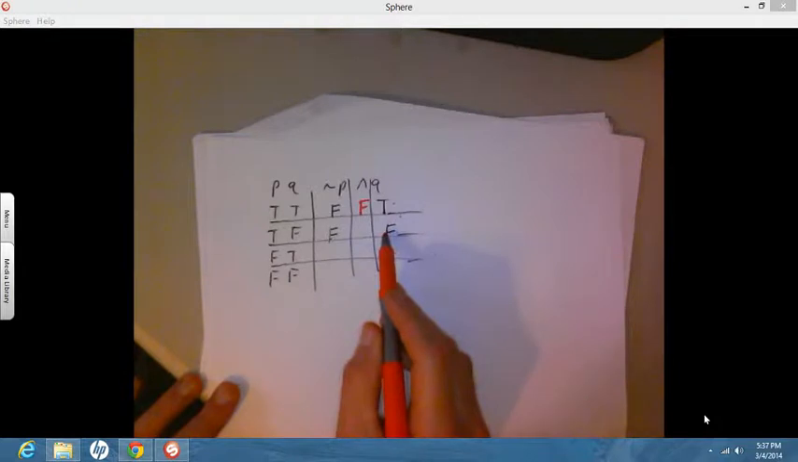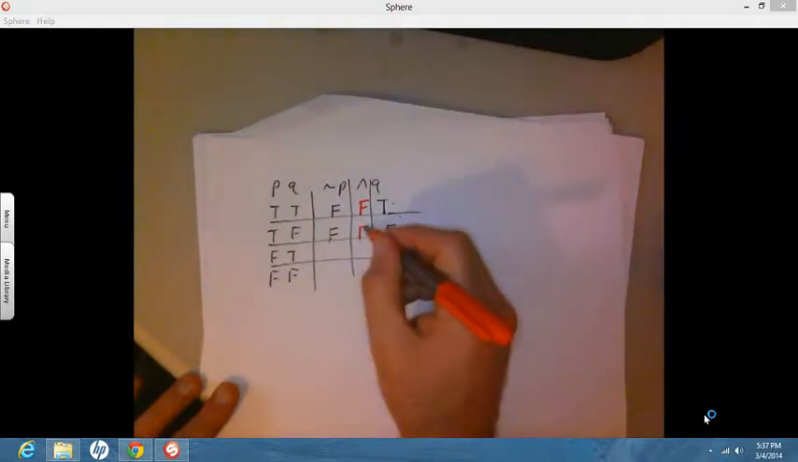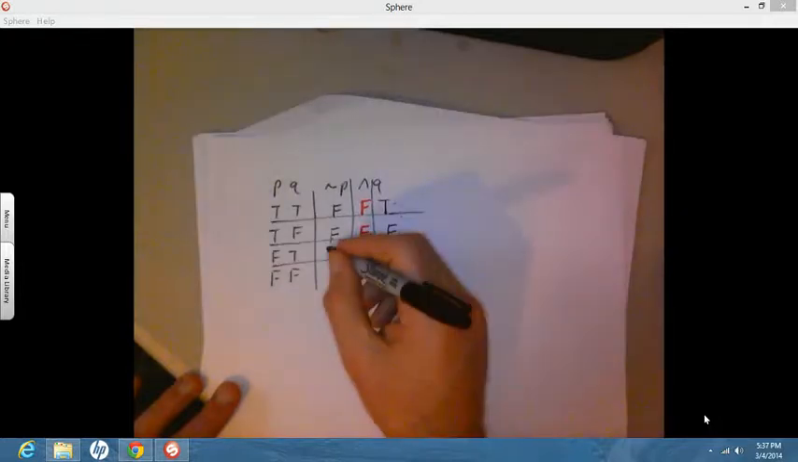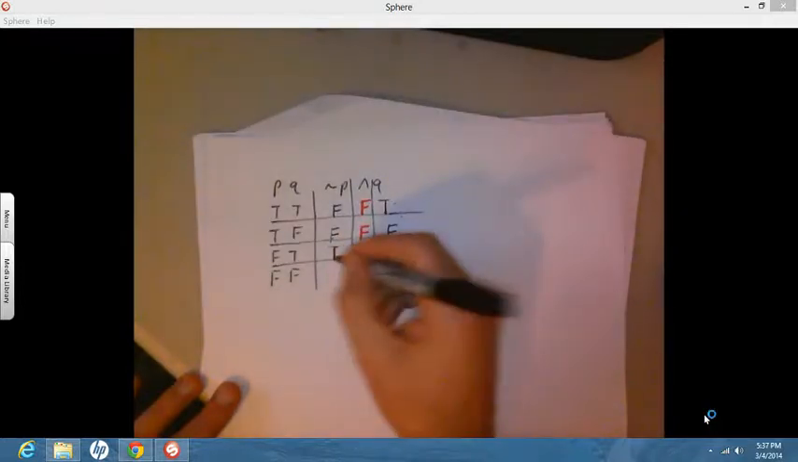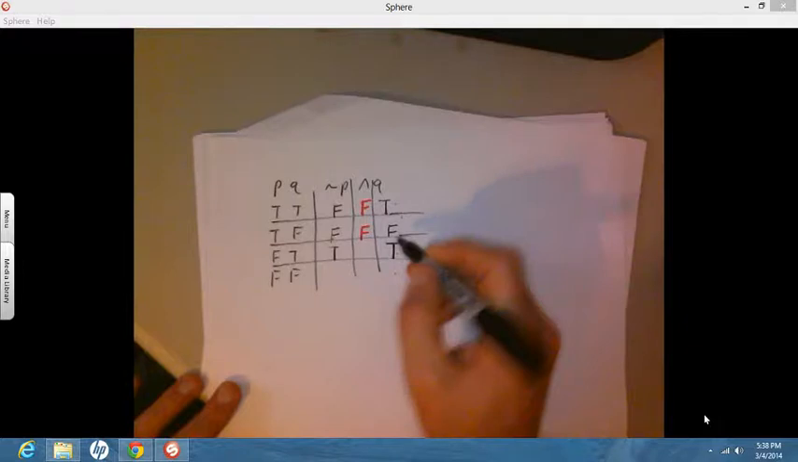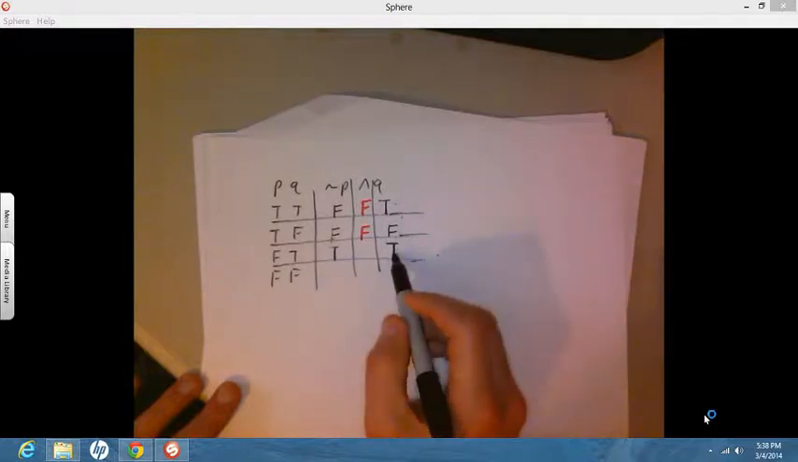Now I have the case where P is false. If P is false, the negation of P is true. So I have a true here, and Q is true also. So there's a true here, and I have a true here and a true here, which gives me a value of true. Okay?